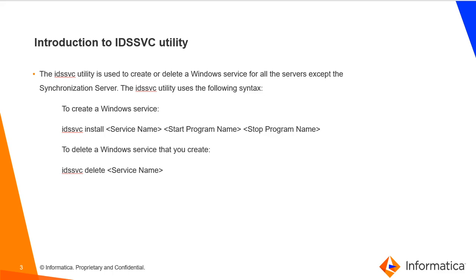Introduction to Idssvc utility. It is basically used to create or delete a Windows service for all the IIR servers except the synchronization server. The Idssvc utility uses the following syntax in order to create it as a service for Windows.